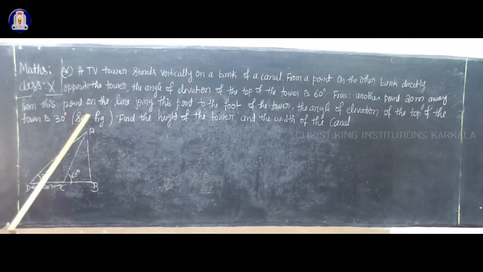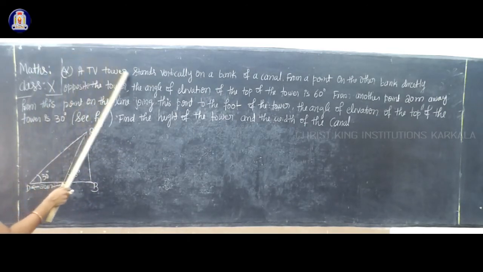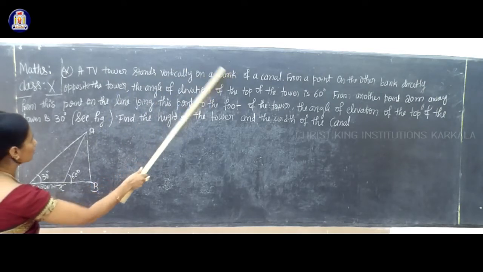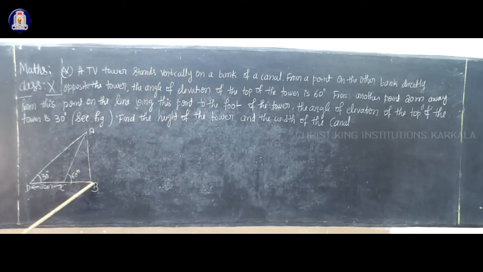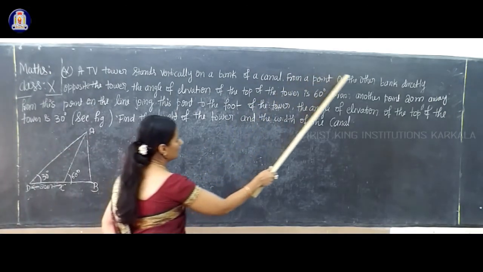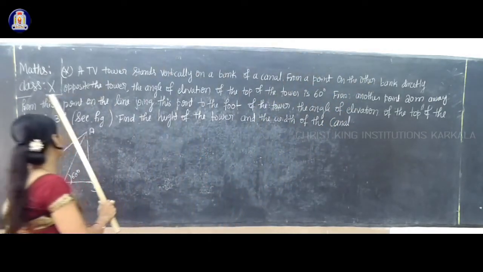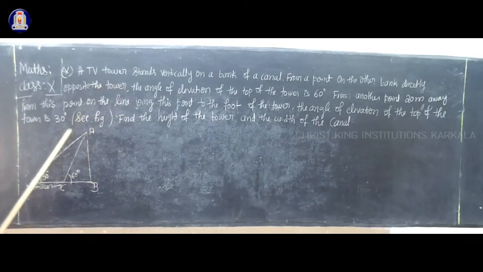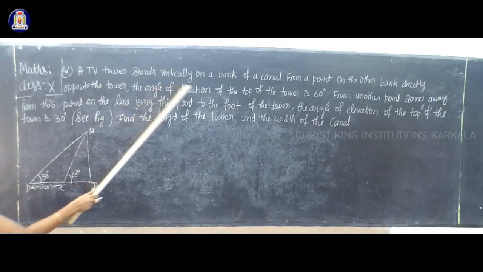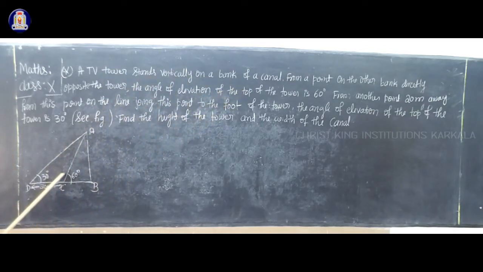Next question. For this question, figure is given. A TV tower stands vertically on the bank of a canal. So this is the TV tower. AB is the TV tower which stands on the bank of the canal. From a point on the other bank directly opposite to the tower, the angle of elevation to the top of the tower is 60. So from this point to the top of the tower, the angle of elevation is 60.